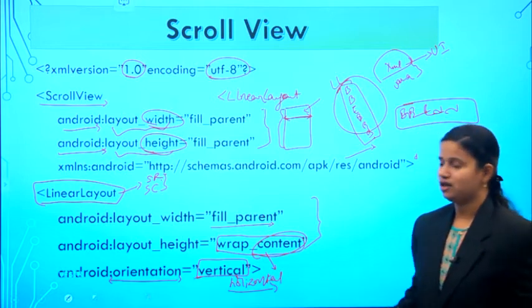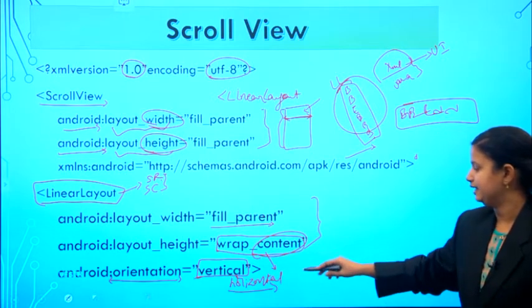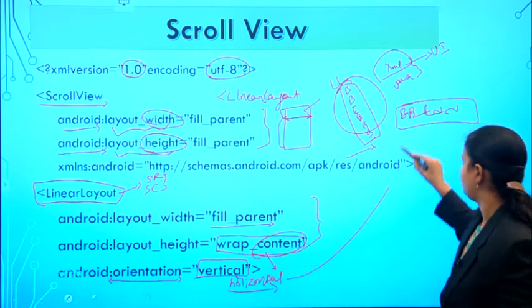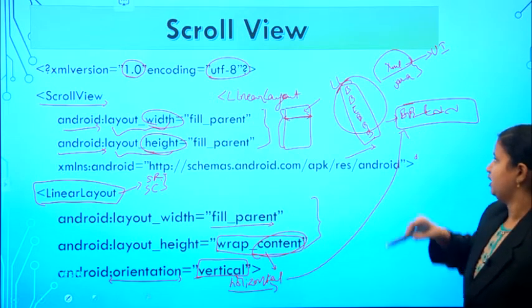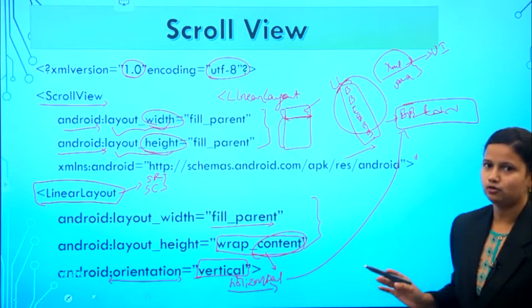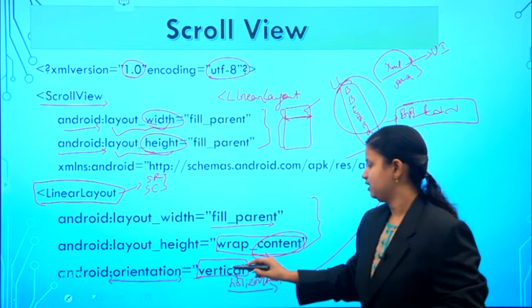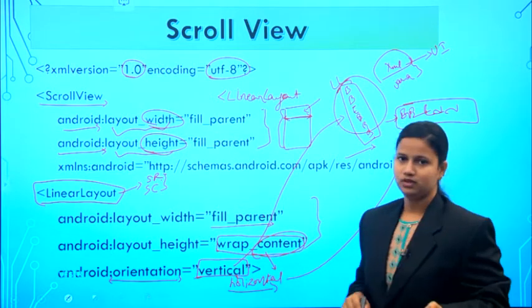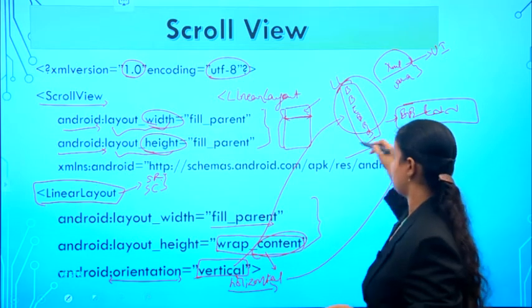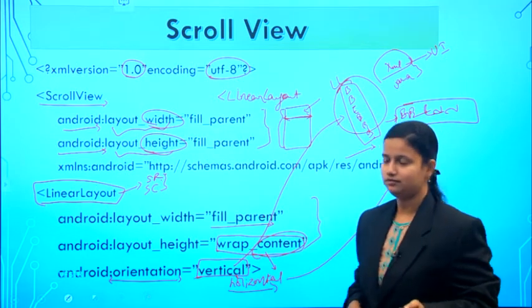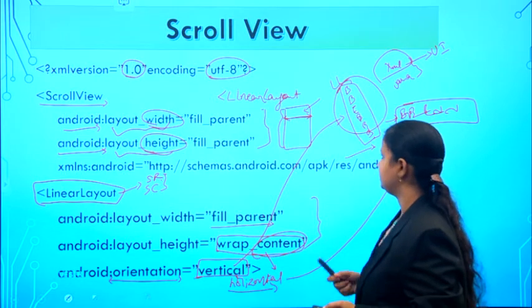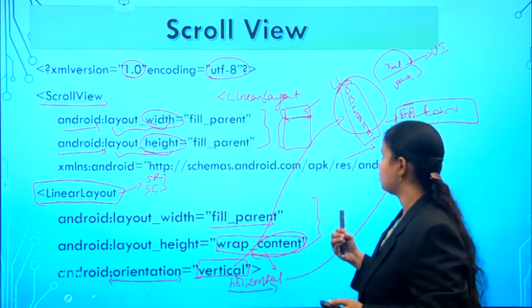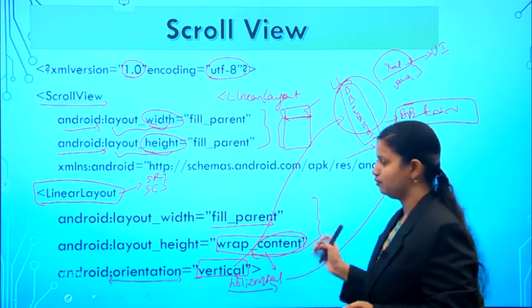Whenever you specify horizontal, it arranges your components in a single row format. Whenever you specify vertical, it arranges your components like this, in a vertical format. That means your contents will be in a single column format or a single row format.